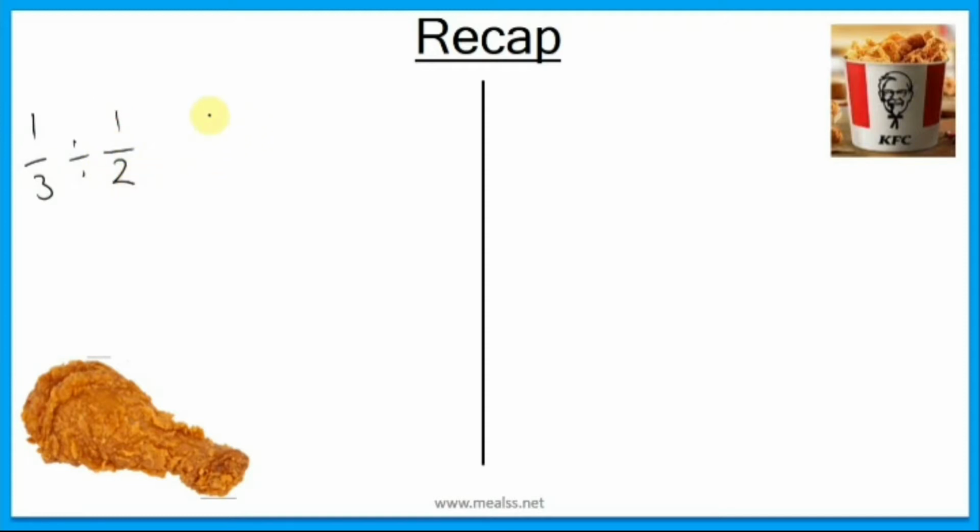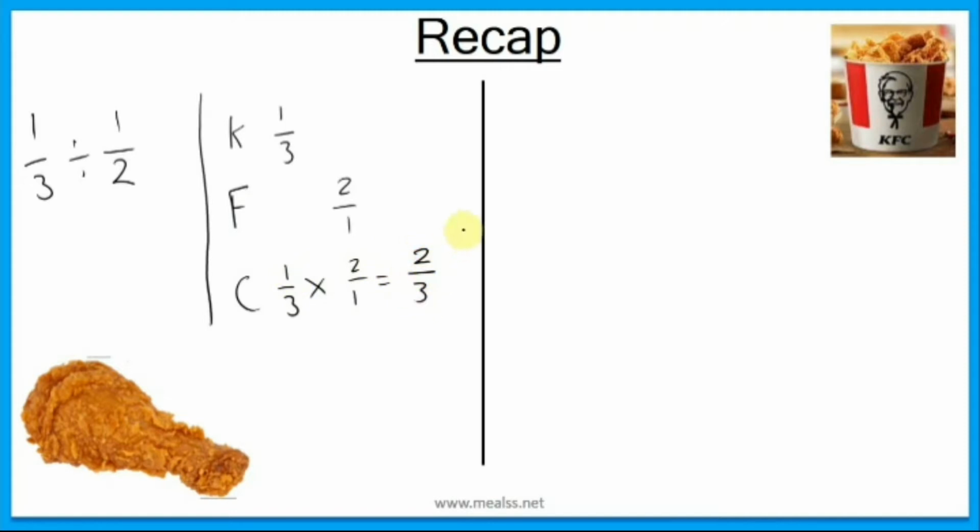And the KFC method is basically you keep the first one the same, flip the second one, and change the sign. So if the first one stays the same, that's going to be 1/3. Flip the second one, that's 2/1, and do the opposite of divide, which is times. And that means that we have 1/3 times 2/1, which gives us, we multiply straight across, don't forget, 2/3.